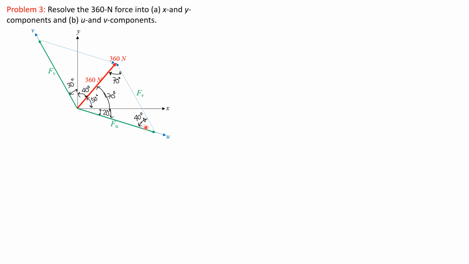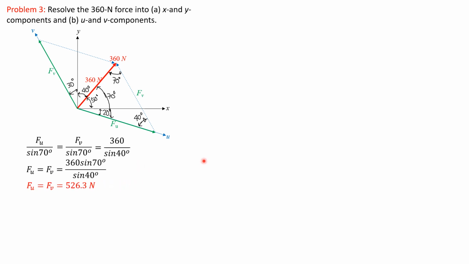Having known that that's 40 degrees, by sine law, we have Fu over sine of 70 degrees equals Fv over sine of 70 degrees equals 360 newtons over sine of 40 degrees. So Fu equals Fv equals 360 times sine of 70 degrees over sine of 40 degrees. Using your calculator, Fu equals Fv can now be computed as 526.3 newtons.